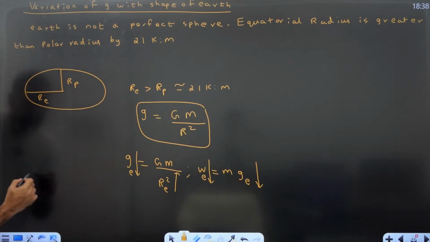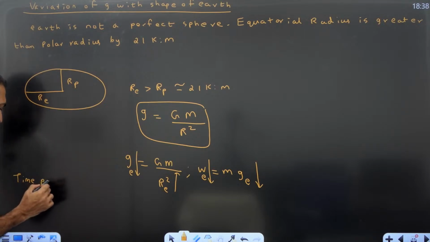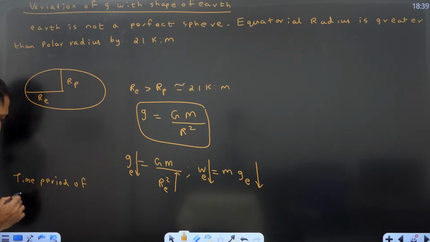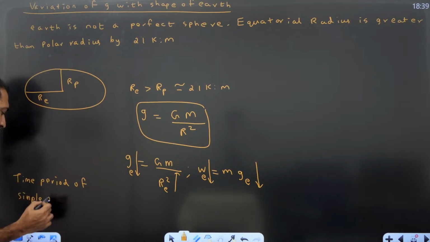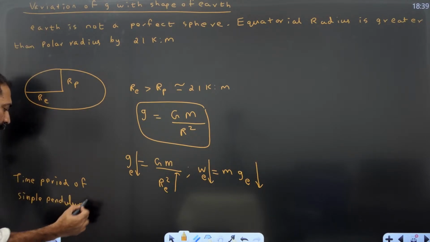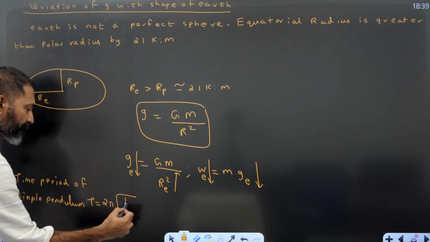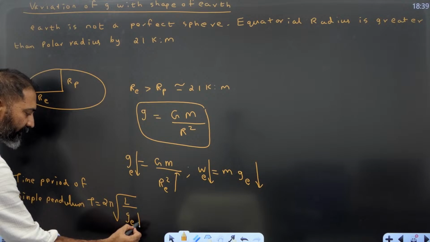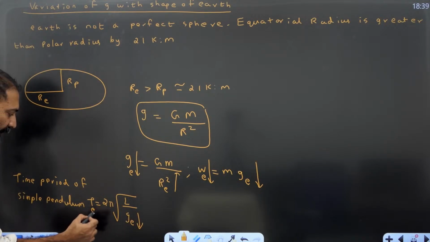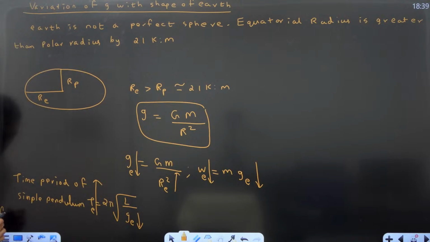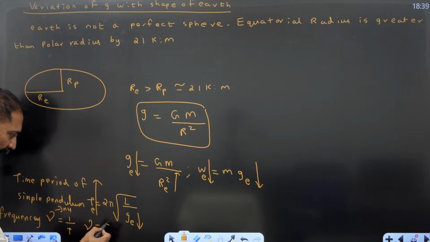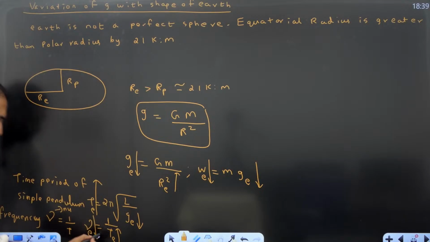In the lower classes, you have studied about time period of simple pendulum. What is the equation for time period of simple pendulum? T equal to 2 pi root L by g. Now gravity at equator is lesser, so time period at equator will be greater. Now frequency is the reciprocal of time period, denoted by the letter nu. Nu equal to 1 by T. Time period at equator is greater, that means frequency at equator will be lesser.